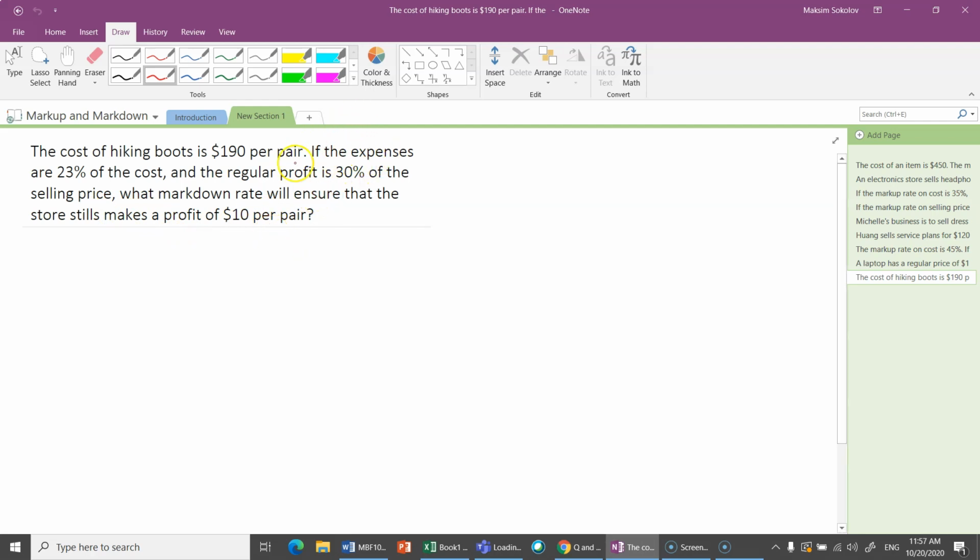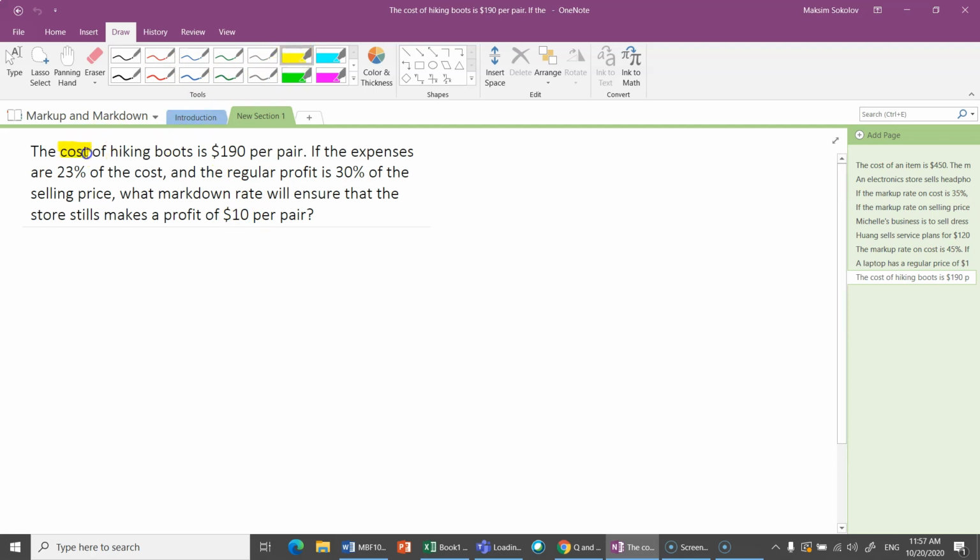So the question here is that during the sale, we still want to have $10 per pair, right? We don't want to have any loss. And the question is, what markdown rate can we afford? What percent we can put on sale in order still to make $10 per pair as profit?